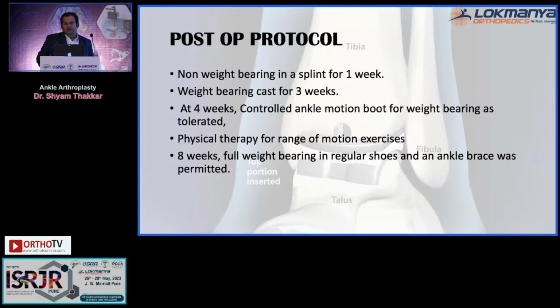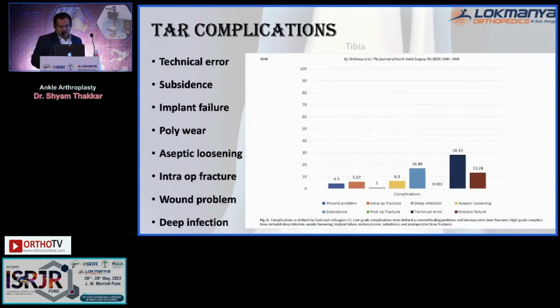So post-op protocol, again we have to immobilize for a week, and a walking cast can be given for 3 weeks, followed by full weight bearing at 4 weeks and 8 weeks in the regular shoe. So what are the complications? Again, as this meta-analysis was seen, the most common complication is because of technical error. Second one is subsidence of the implant, mostly because of the polywear, implant failure, which is quite less, aseptic loosening, intraop fracture, wound problem, and deep infection.